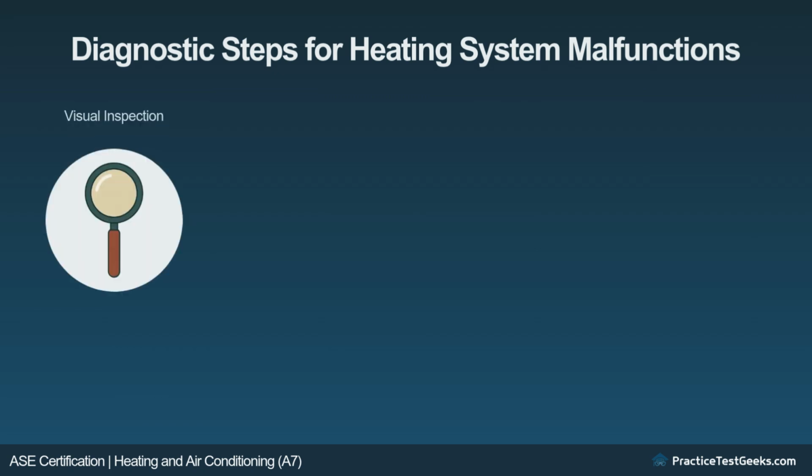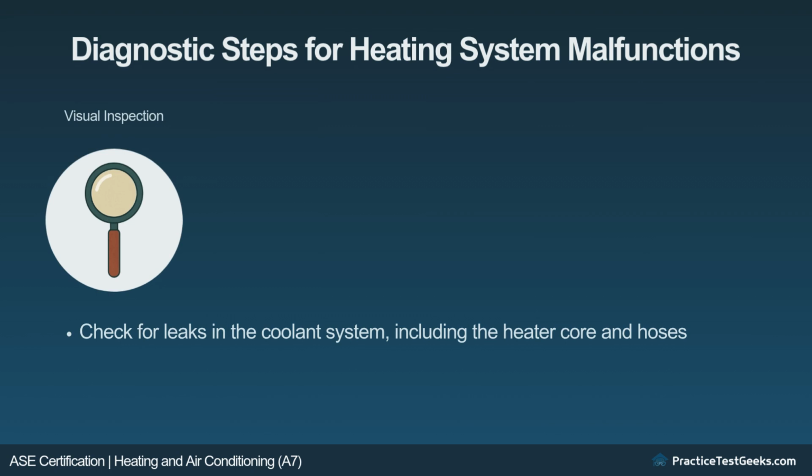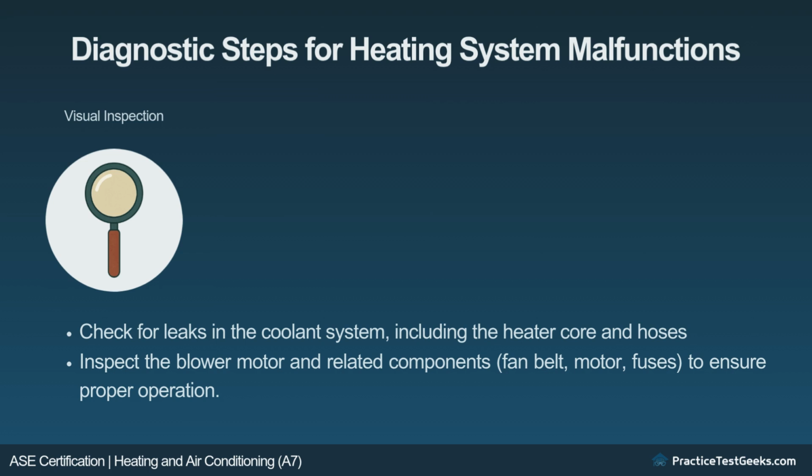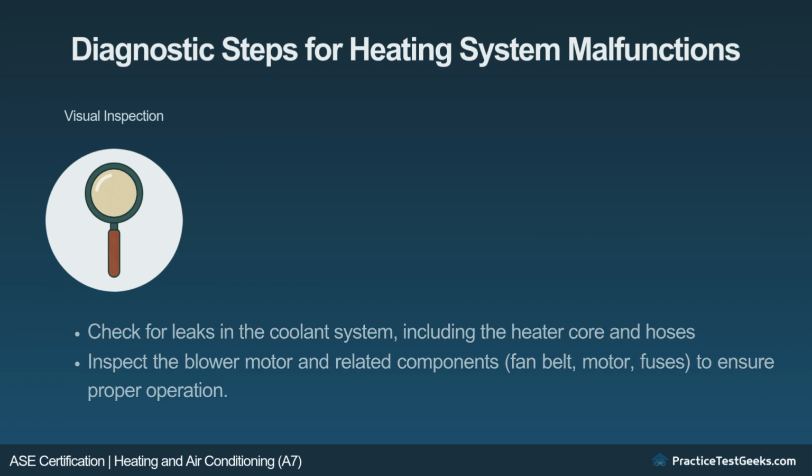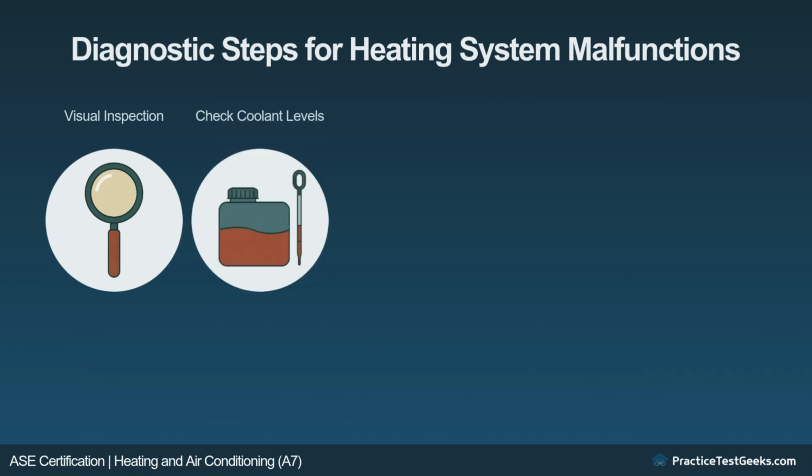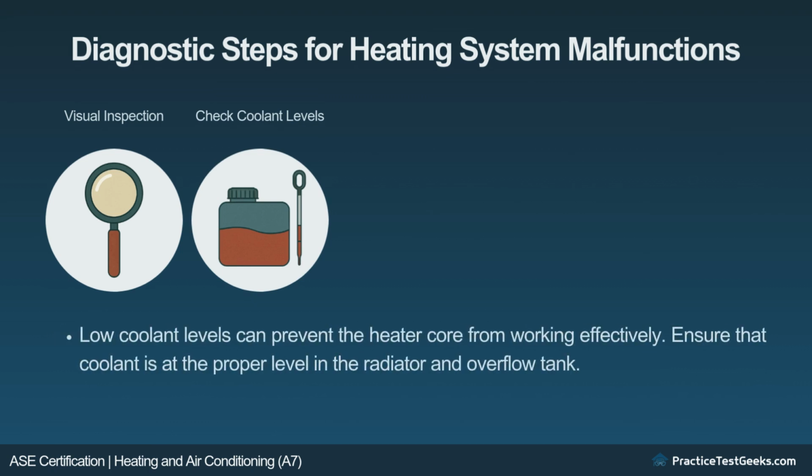Diagnostic steps for heating system malfunctions. Visual inspection. Check for leaks in the coolant system, including the heater core and hoses. Inspect the blower motor and related components to ensure proper operation. Check coolant levels. Low coolant levels can prevent the heater core from working effectively. Ensure that coolant is at the proper level in the radiator and overflow tank.